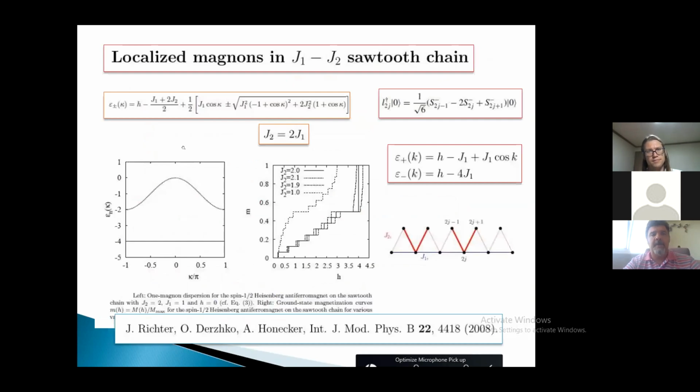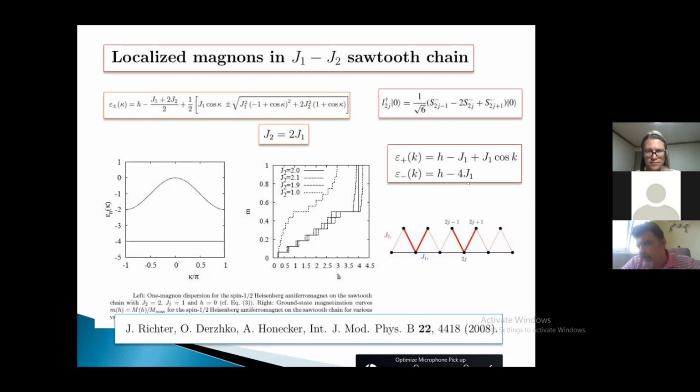Okay, here for the spin 1/2 Sawtooth chain with two couplings, the one-magnon spectrum has the following form. And here are the expressions for the localized magnon states, which are localized within these V-shaped traps. And under the flat band condition, this spectrum becomes the following. And you can see here the illustration. You can see that the lower branch is totally flat.